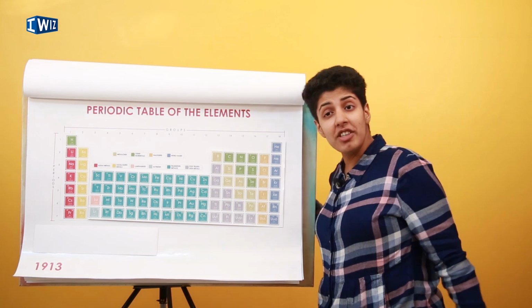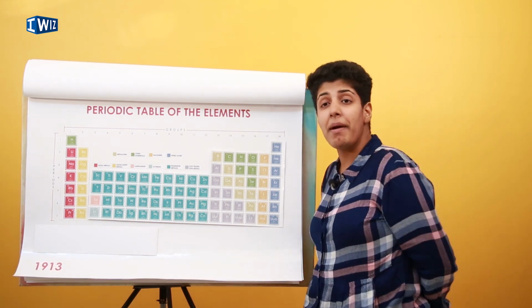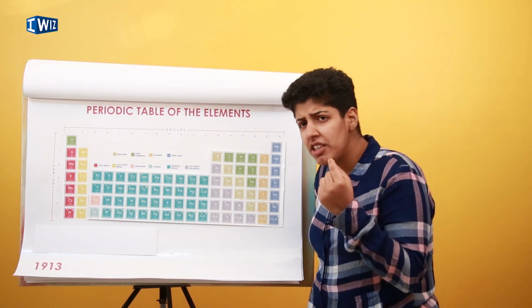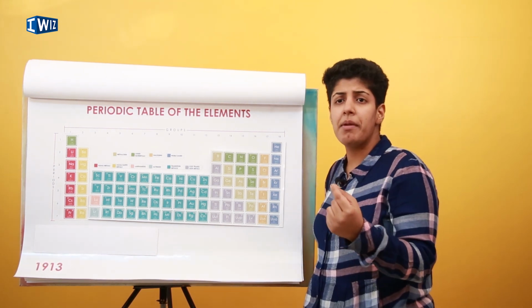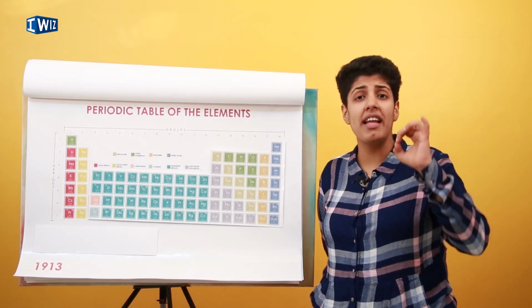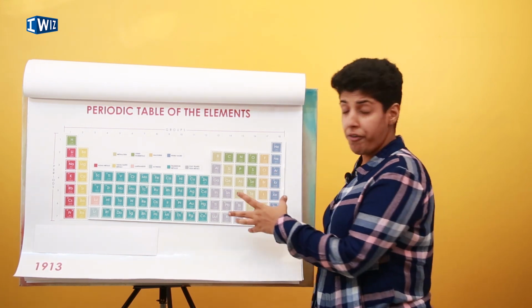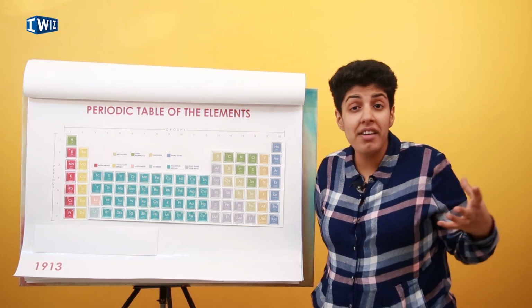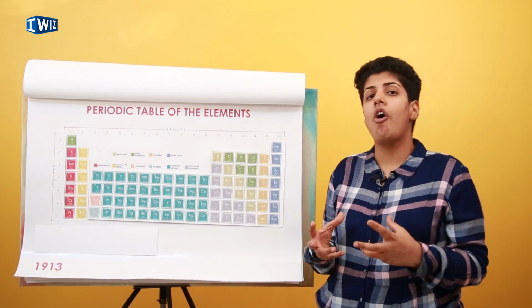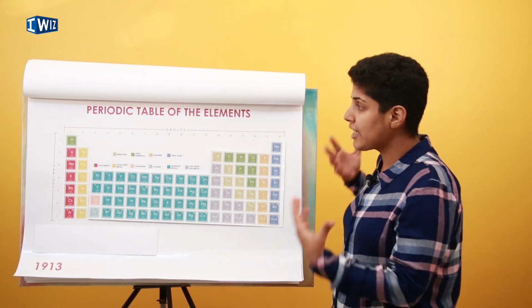The next periodic table is the one that we have today. This was presented to us by Henry Moseley. He made just one minor change in Mendeleev's periodic table. Instead of atomic masses, he told us that it is the atomic number that determines the properties of an element. Atomic number is the number of protons in the nucleus. It's also the number of electrons that an atom has. And that's how he arranged it.